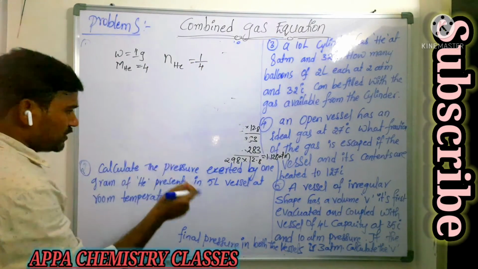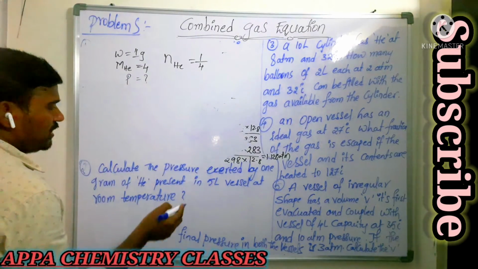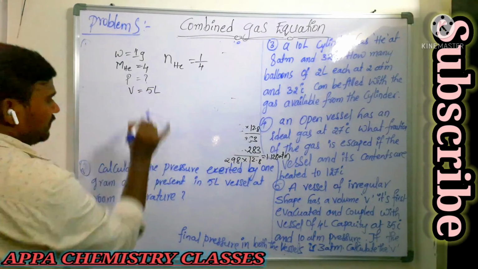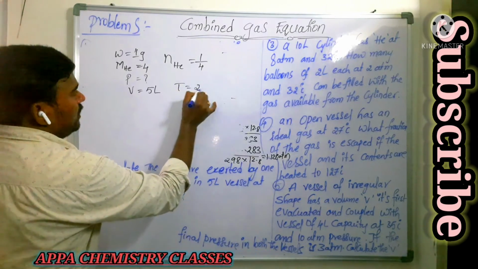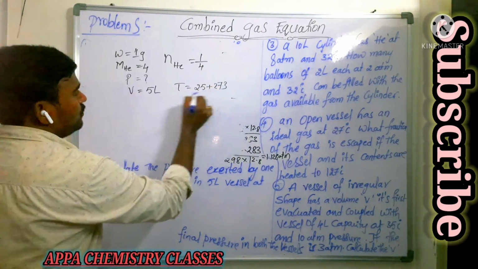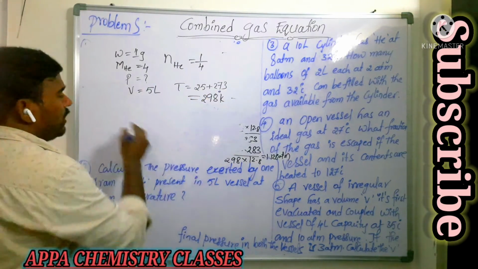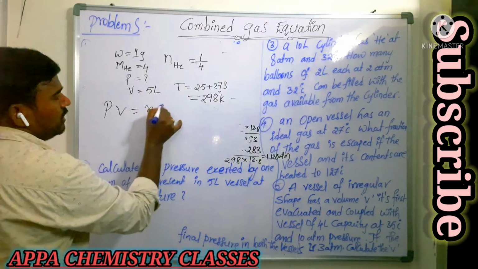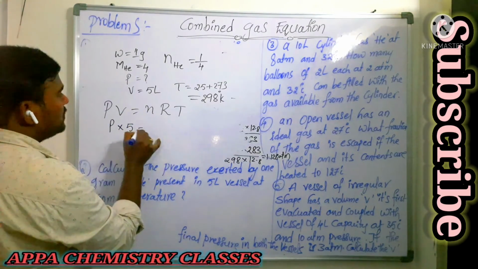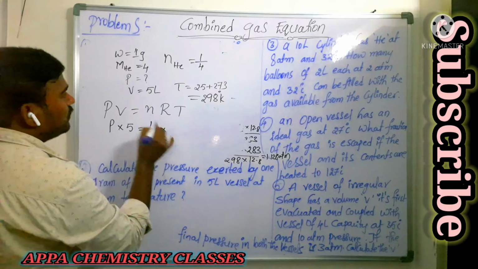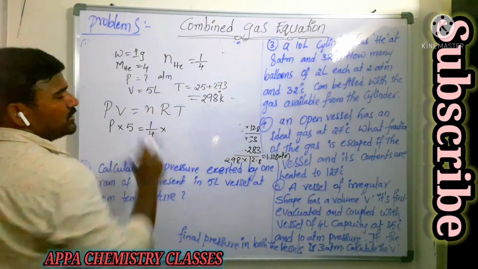Now they are asking to calculate the pressure exerted by 1 gram of helium present in a 5 liter vessel. The volume given is a 5 liter vessel at room temperature. At room temperature, the temperature will be 25 plus 273, that is 298 Kelvin. You have to take 298 Kelvin. So substitute all the values in the ideal gas equation, PV is equal to nRT. So the pressure we need to find, into 5, is equal to n, which is 1 by 4, into R. Here volume is in liters and pressure they are asking in atmosphere.